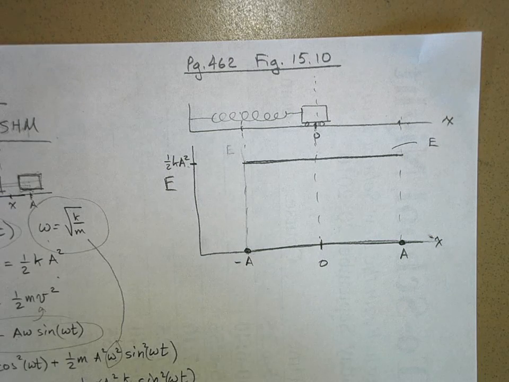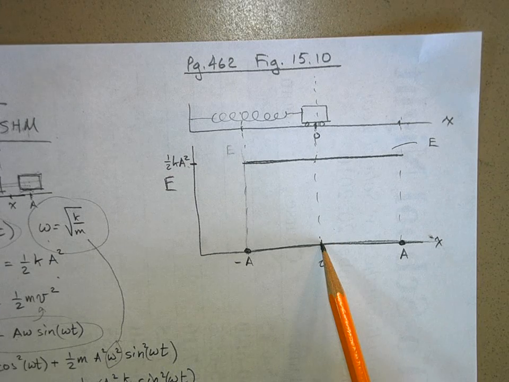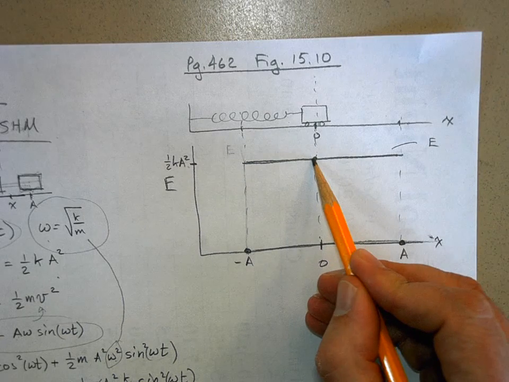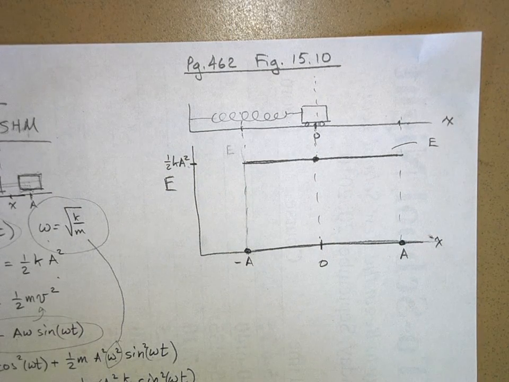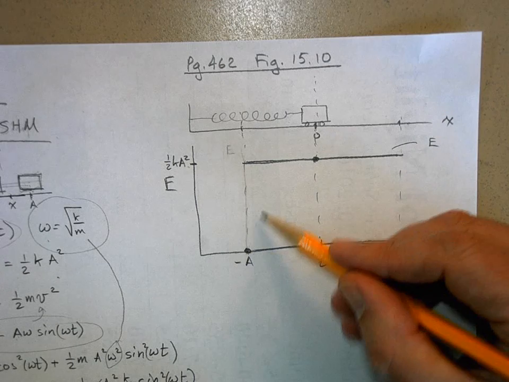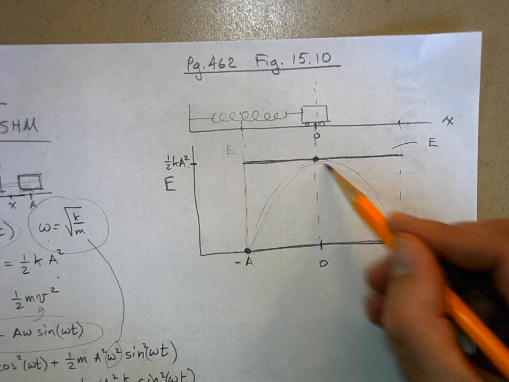But what is the kinetic energy at the center? At x equals 0, it's 1/2 Ka squared, so it's like this. But it's not a straight line, right? It's got to be some kind of a curved thing like this. Now we'll see why here in a second.